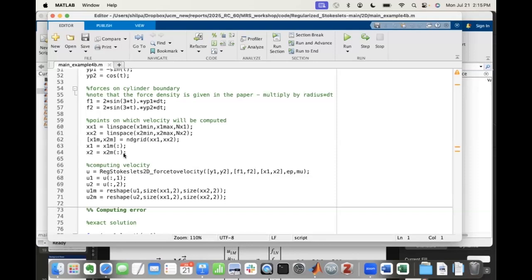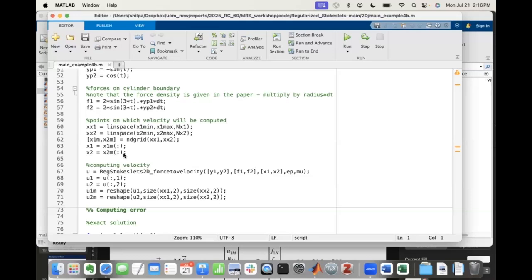I'm basically just making this into a nice mesh that I can work with. So these are the points at which I'm interested in solving, that 80 by 80 grid on which I want the velocity. And then this is where all the magic happens, this function. So we can look at that. I'm going to put in the point set where my forces are, the position of my forces, and then where I want to solve for the velocity, my epsilon, my regularization parameter, and then my viscosity. That's my inputs, and it's going to spit out the velocity for me.